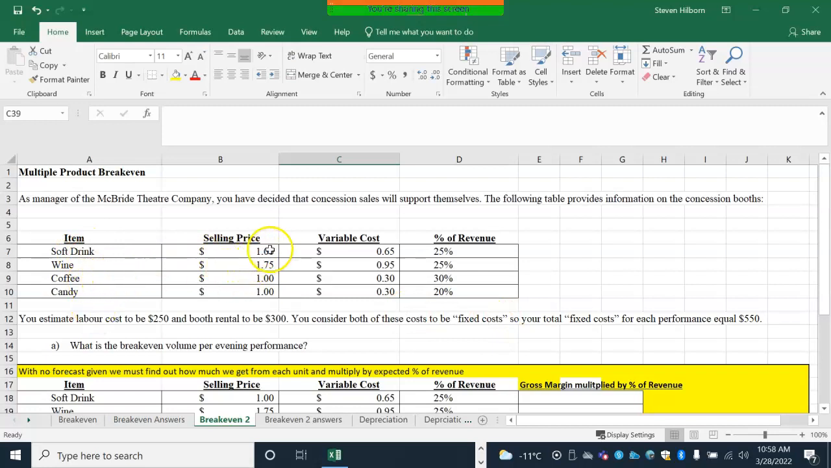You're selling them for, it doesn't really matter the price that we chose. I just threw prices in here. So it's a dollar for a soft drink, $1.75 for wine, a dollar for a coffee, and a dollar for a candy bar. And these are the costs for them. And these are the percentage of revenue or the percentage of sales that we do. So 25, 25, 30, and 20. Okay, so all of these will have to equal 100% total. So 25, 25 is 50, 80, and then eventually 100%. This is how the breakup of the revenue comes in. So more coffee is ordered than anything else. Soft drinks and wine are tied for second, and then candy's last.